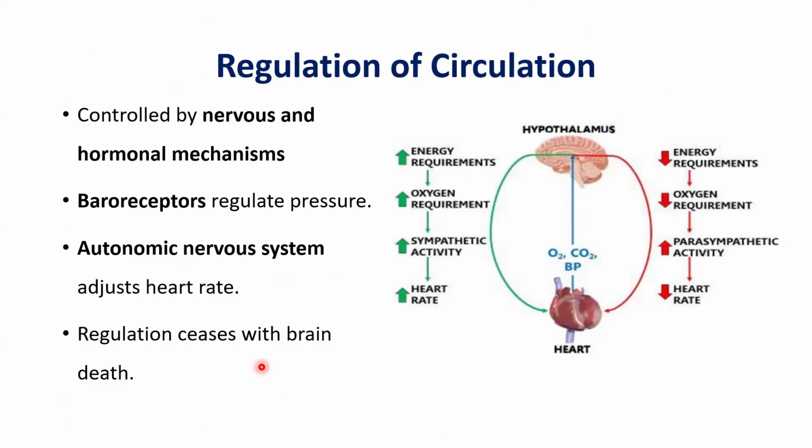Also, this is physiology, so I won't really major on it. Regulation of circulation is controlled by nervous and hormonal mechanisms. The nervous mechanism is the one that we talked about, sympathetic and parasympathetic, where the baroreceptors present in the carotid sinus will regulate the pressure. You can take a screenshot of this and see how the heart and the hypothalamus control one another.